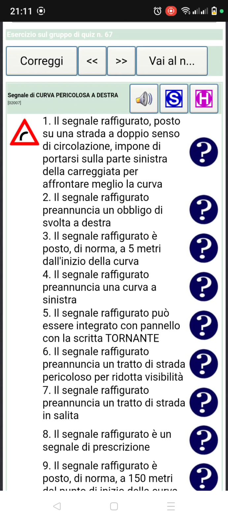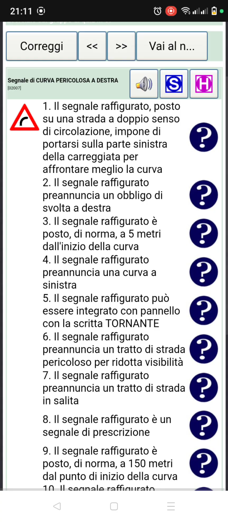So our first question. Look at the signal. The curve is pointing to the right. So this one is curva pericolosa a destra, a dangerous curve to the right. Just where the arrow is pointing is the side, so it's the right. Il segnale raffigurato posto su una strada a doppio senso di circolazione impone di portarsi sulla parte sinistra della carreggiata per affrontare meglio la curva.